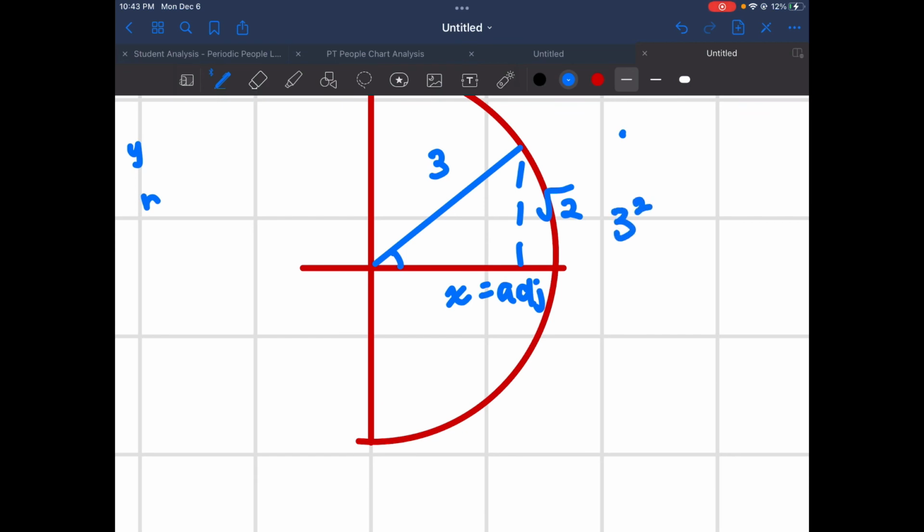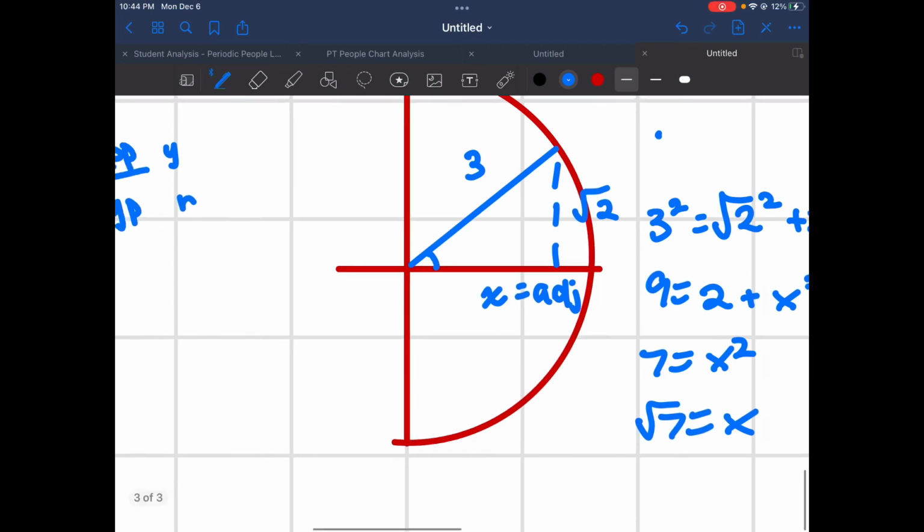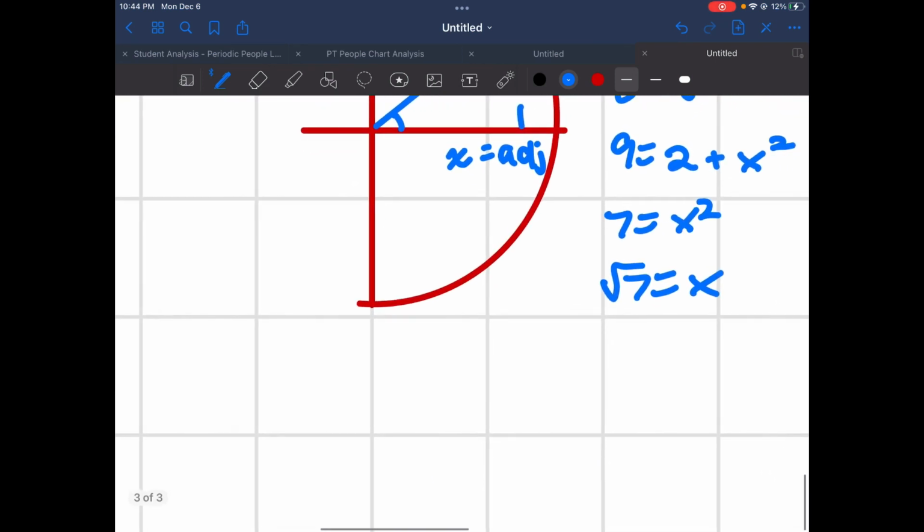We get 3 squared equals root 2 squared plus x squared. We get 9 equals 2 plus x squared, so 7 equals x squared. Root 7 equals x. And so we have our x, our adjacent, and we have our hypotenuse. So all we need to do is write it out. We have root 7 as our adjacent and 3 as our hypotenuse, and that's it.